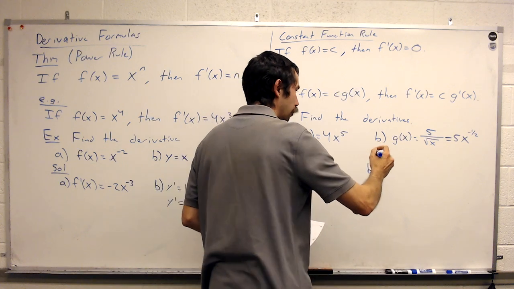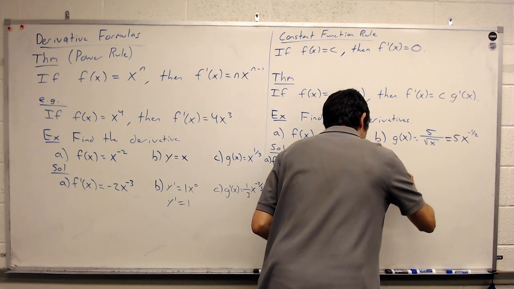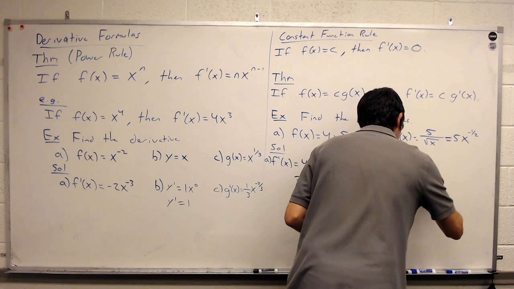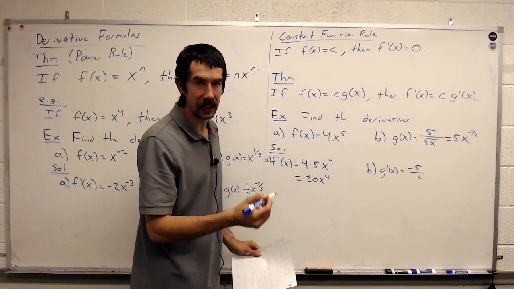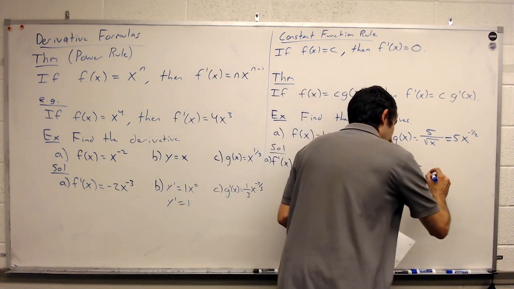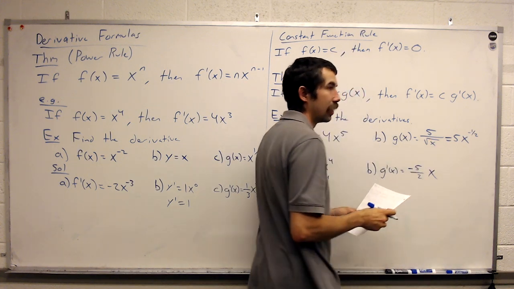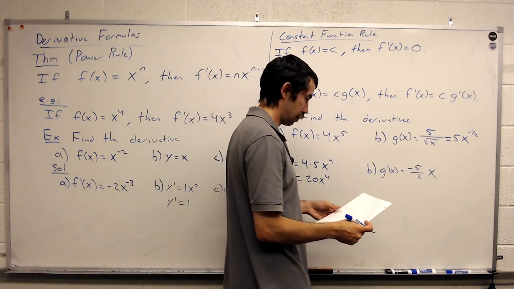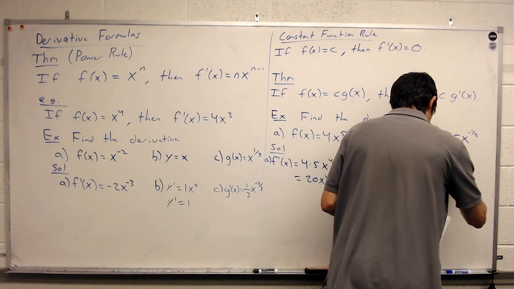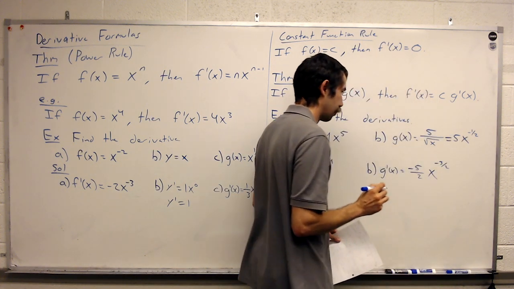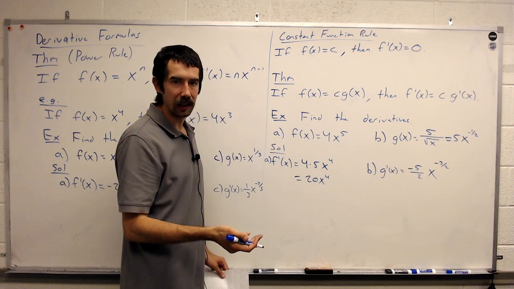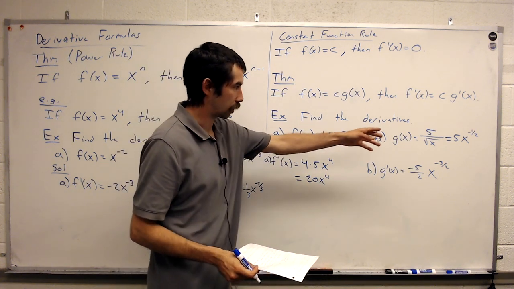We bring the power in front. So g prime is equal to negative 5/2, right? 5 times negative 1/2 is negative 5/2. x to the negative 1/2 minus 1 is negative 3/2. Okay? And so that's the derivative of our function.